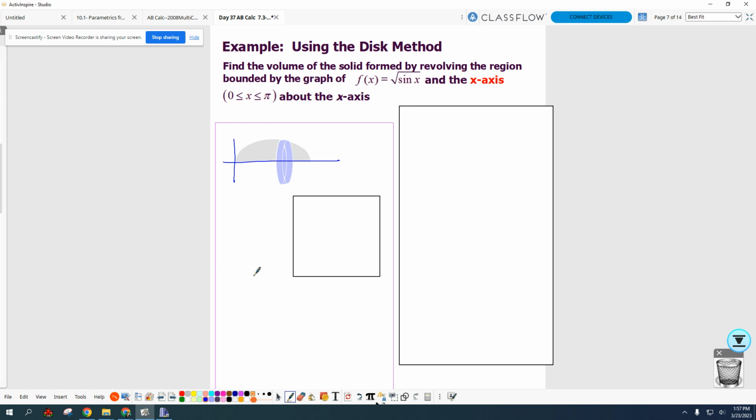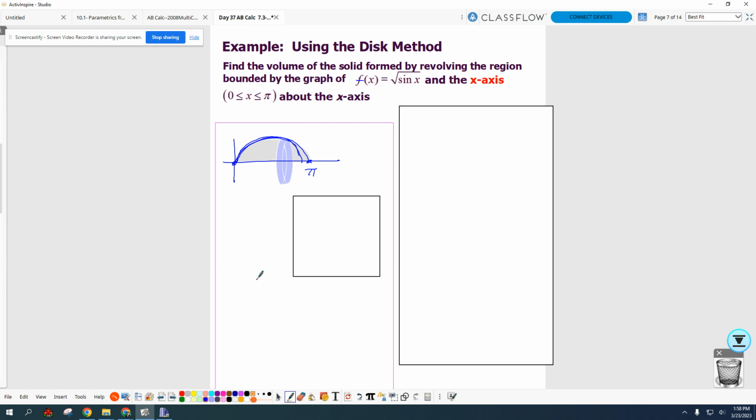Hold on, are we going to do this with the area between two curves? Look at the question that we have at hand right now. It says the function is the square root of sine x. And the square root of sine x looks just like sine x, so at 0 and at pi, and then there's an arch. When I spin it, it's going to look like a rugby ball.